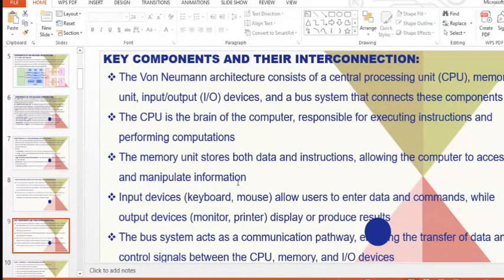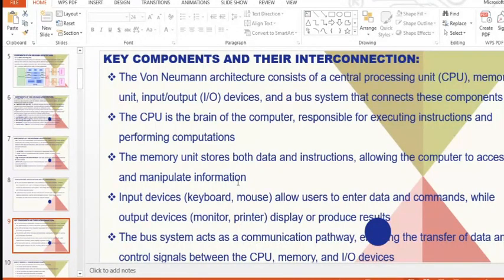That's what we call the CPU, which is the brain of the computer system, responsible for executing instructions and performing computations, from the control unit to the arithmetic logic unit. Then the memory unit, where you store both the data and the instructions, allowing the computer to access and manipulate the information. The input devices, such as the keyboard and the mouse, allow the user to enter the data and commands, while the output devices, such as the monitor and the printers, display the results.